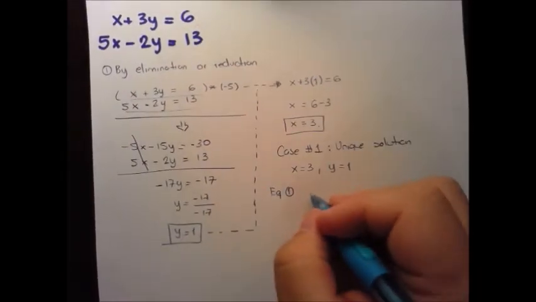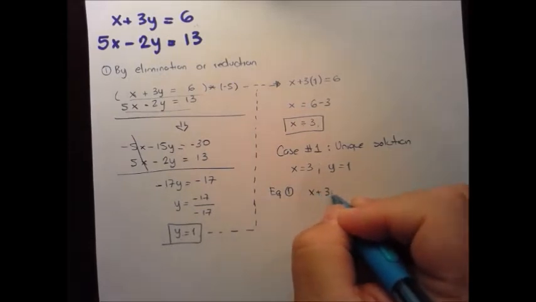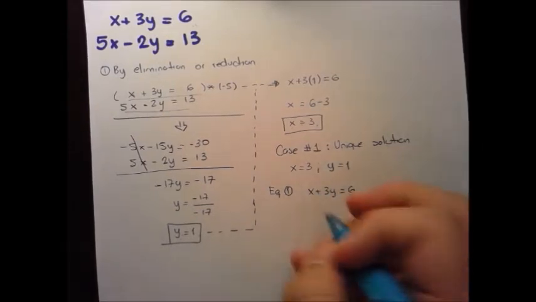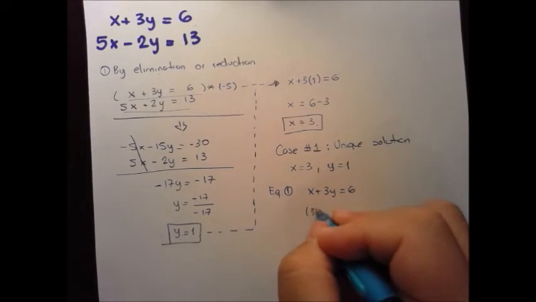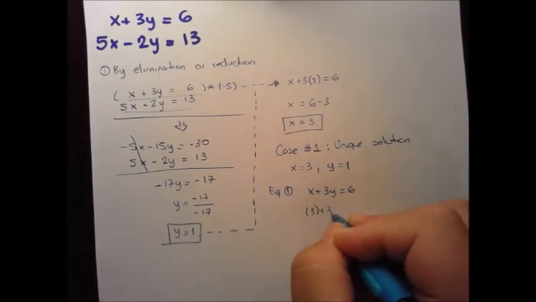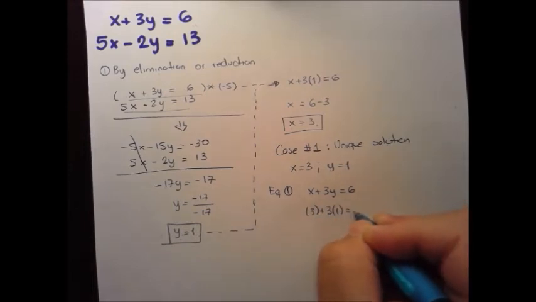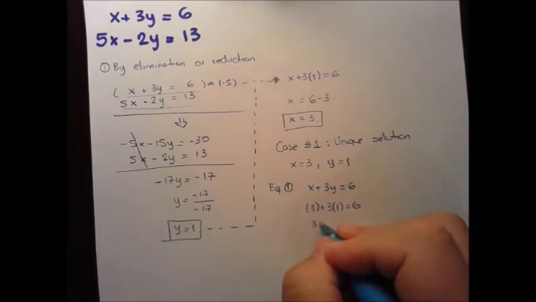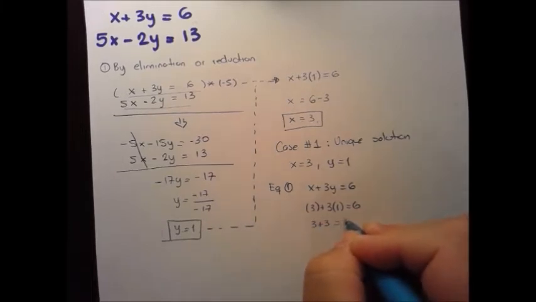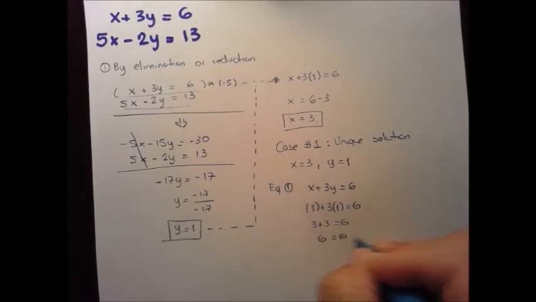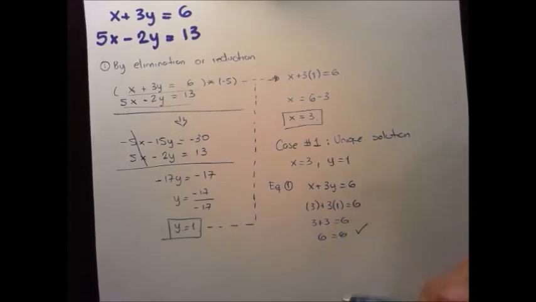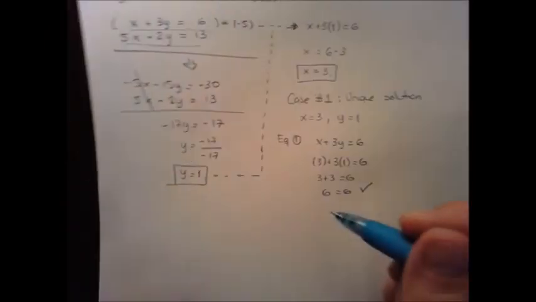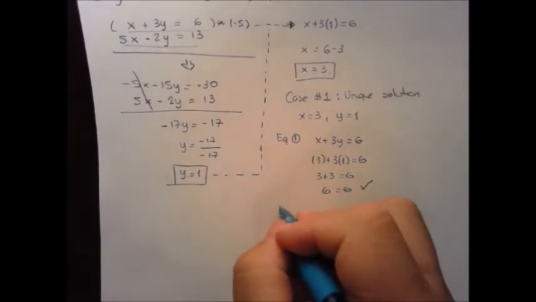The first one is x plus 3y is equal to 6. Let's substitute x, that is 3, plus 3 times 1, that is y, is equal to 6. 3 plus 3 is equal to 6. 6 is equal to 6, so it means that I'm right. But it's not enough to do it just with the first equation.